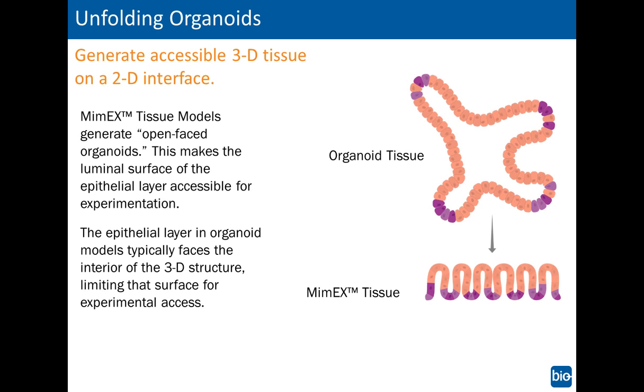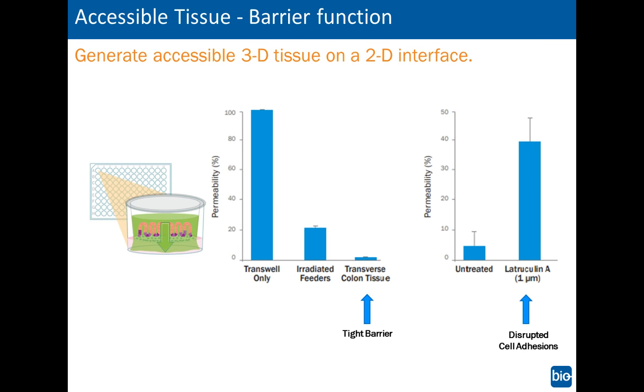So MimEX tissue can be considered like an organoid that's unfolded, or an open-faced organoid. So it really makes the luminal surface of the epithelial layer accessible for experiments, whereas organoids are enclosed, so the lumen makes it very difficult. And this can be crucial for epithelial tissue, especially intestine, where the barrier function is perturbed in diseases such as infections or in inflammatory bowel diseases like Crohn's disease. So being able to assess the function of the barrier can be critical for studying these diseases.